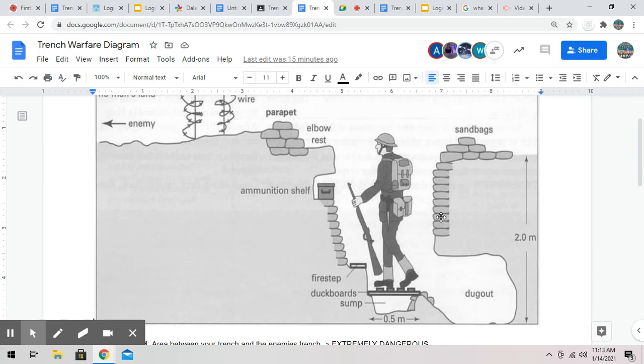Okay, so these are holes dug in the ground. They use a lot of sandbags, and the sandbags are used to reinforce these walls and these barriers. So again, you're going to draw that, so make sure that you label sandbags.